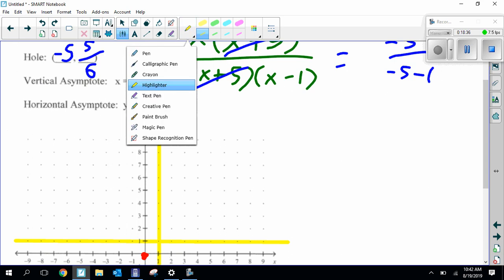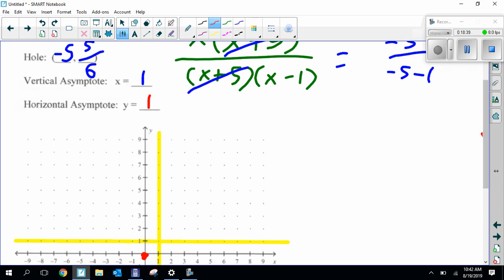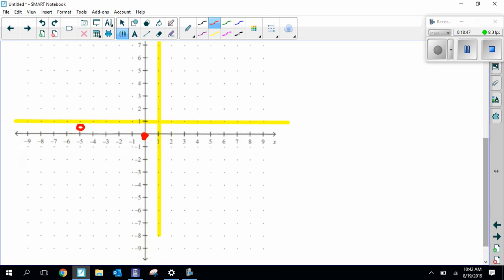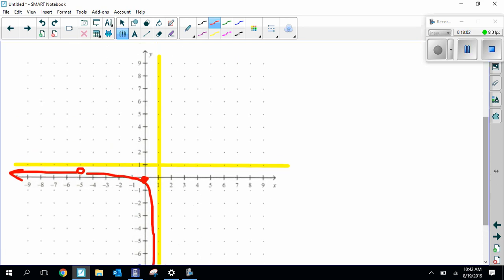Let's draw that in there. -5, 5/6 would be like over there. And our graph has to pass through and go with the asymptotes. Passes through 0, 0, passes through that hole, goes with the asymptotes. You could plug in some numbers over here as well. If you plug in 2, you're going to get 2. And your graph's going to look like that.